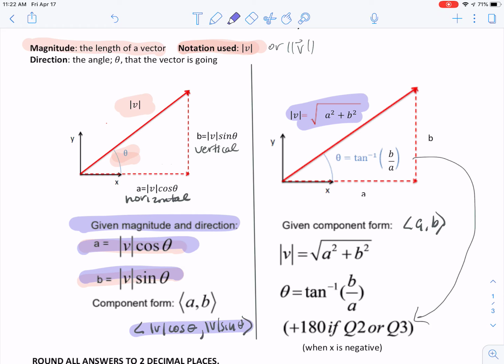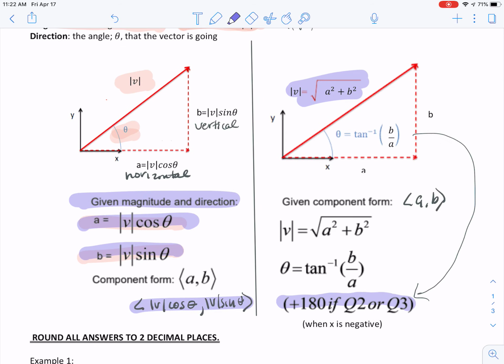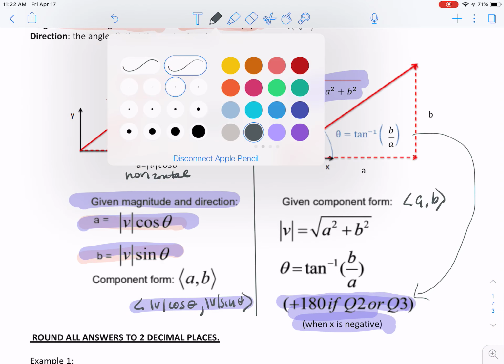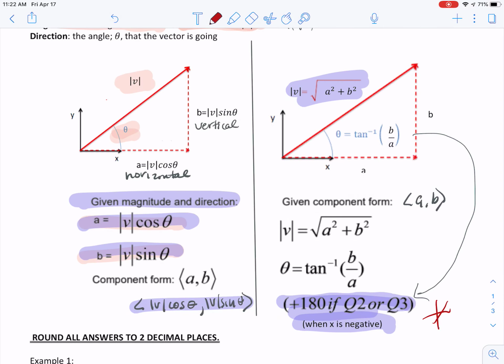This is really important. So that's how you get theta, but if it's in degrees, you add 180 if it's in quadrant 2 or 3, because the calculator, according to inverses, will only give you quadrants 1 or 4. So you have to add 180 whenever the x is negative. This is important right here. I'm going to star this. So when your x is negative, whatever you get for your answer, you're going to add 180.